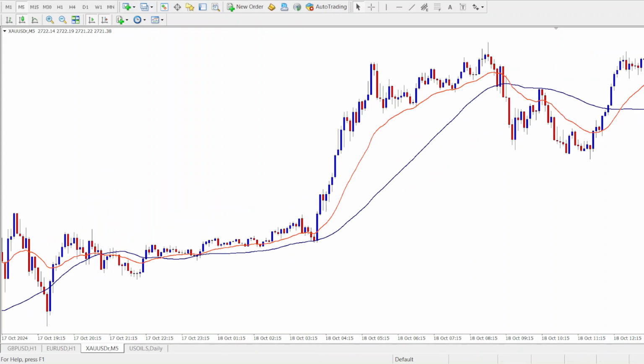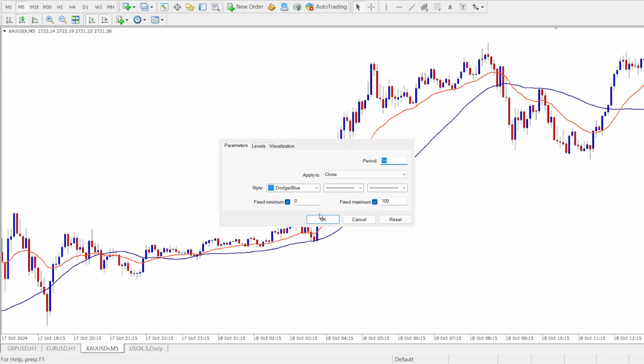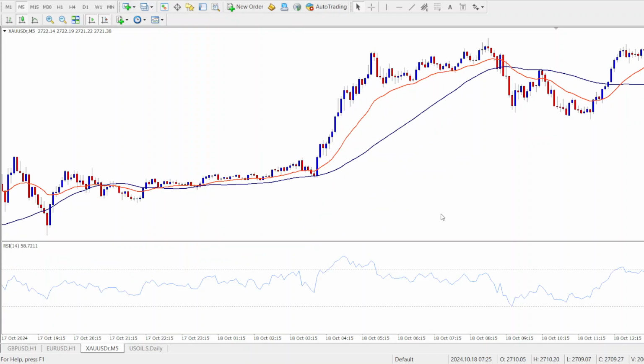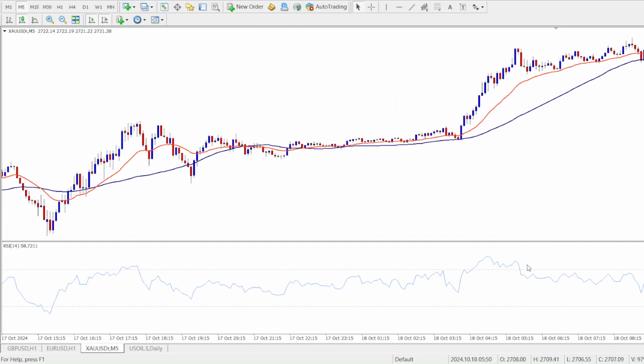Now, another indicator we're going to be adding for this scalping strategy is the RSI. We're going to be adding the RSI to our chart. The RSI helps us to measure the speed and the change of price movements. A reading above 70 indicates overbought conditions, while below 30 indicates oversold conditions. This can help you identify potential reversal points.